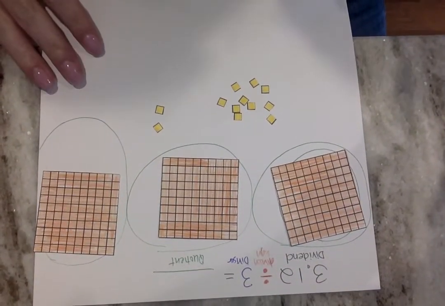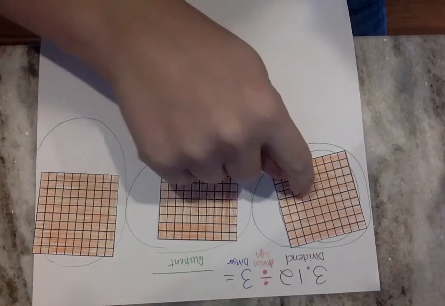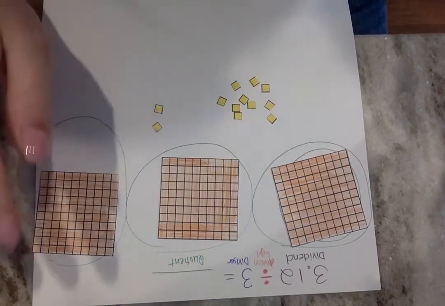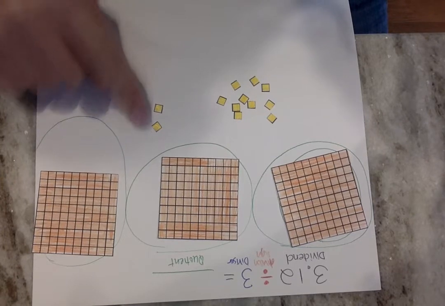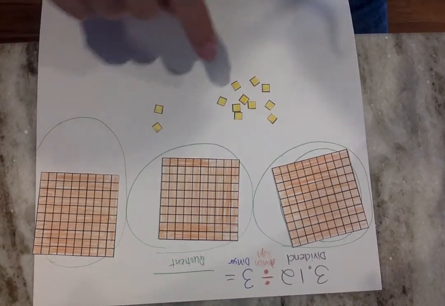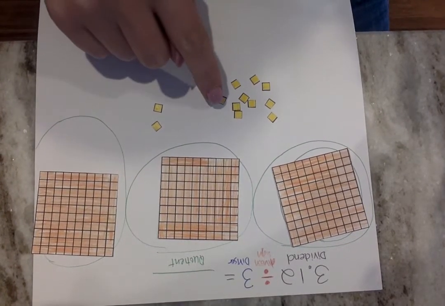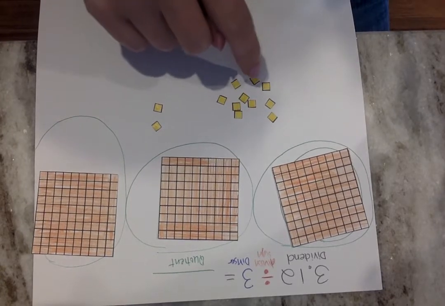So you can look here. I have my 3 wholes. I have my 2 hundredths from my original problem. And then over here, I've added 1, 2, 3, 4, 5, 6, 7, 8, 9, 10.